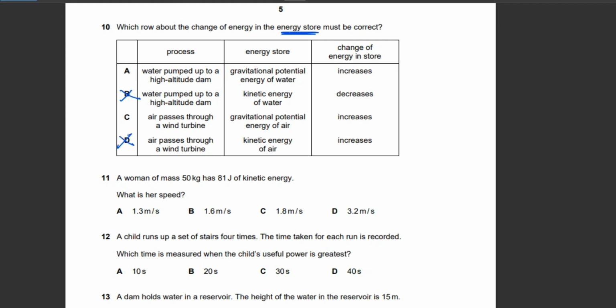Am I communicating? Now, air passes through wind turbine. This one is even out of it, because when air passes through a turbine, it's going to be moving, so kinetic energy increases. So that's why this is also wrong. But this one, you need to remember that as height increases, gravitational potential energy increases. Since GPE, gravitational potential energy equals mgh, m is constant, g is constant. So the major factor there is height. As the height increases, gravitational potential energy increases. So the correct answer here is A.